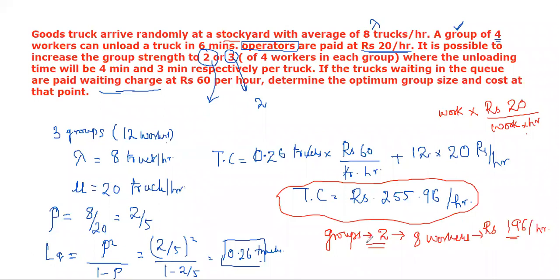The highest cost, I think, is for the first group, when only four workers worked, that is only one group worked. In the first case, the cost was highest. In the second case, the cost is lowest. And in the third case, the cost is intermediate. But the optimum, the answer to this question, is this: two groups, or we can say when 8 workers are working, and the cost at this point is rupees 196 per hour. Okay, so this is the question.